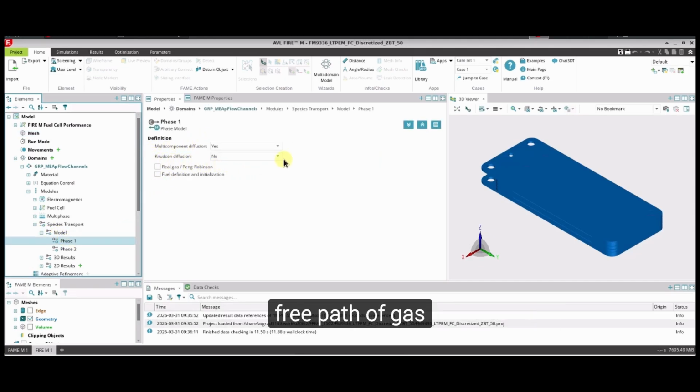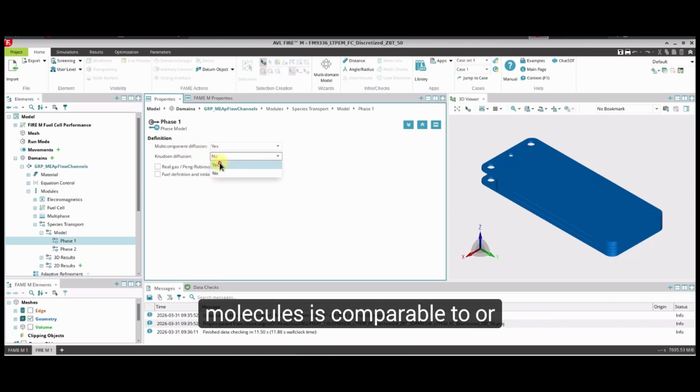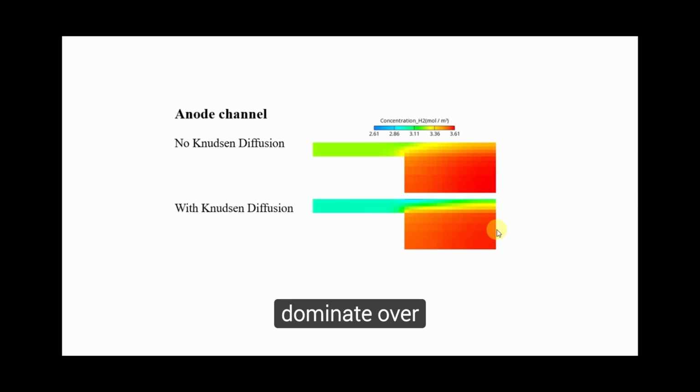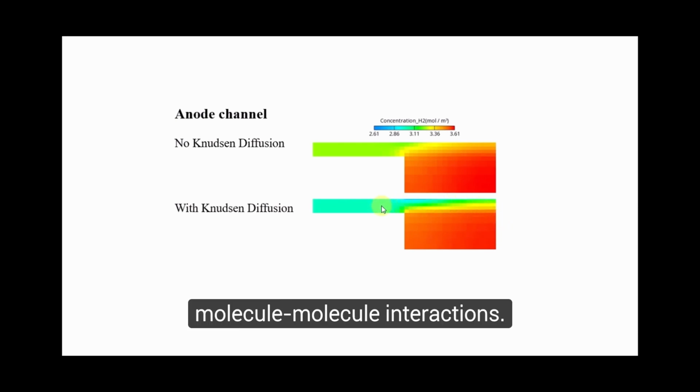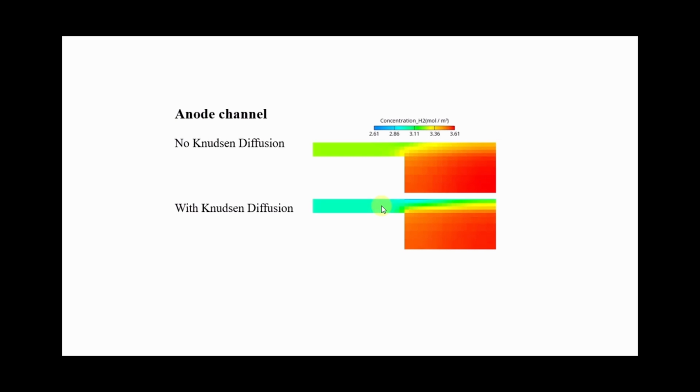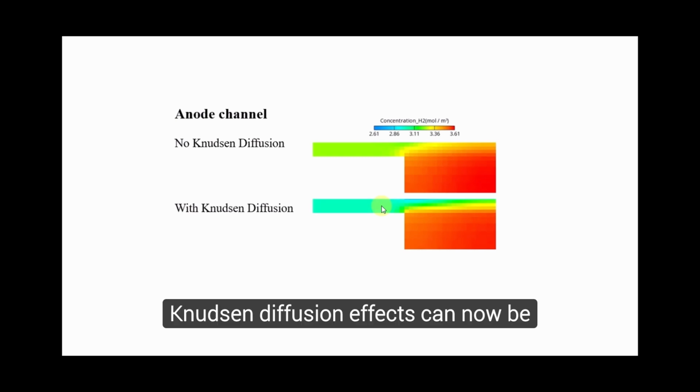Knudsen diffusion occurs when the mean free path of gas molecules is comparable to or larger than the pore diameter of the material they are moving through. In this regime, molecule-wall collisions dominate over molecule-molecule interactions. This is especially relevant in porous materials with nanoscale pores, such as those used in SOEC electrodes. Knudsen diffusion effects can now be enabled in addition to multi-component diffusion effects, enabling more realistic transport modeling in porous electrodes.